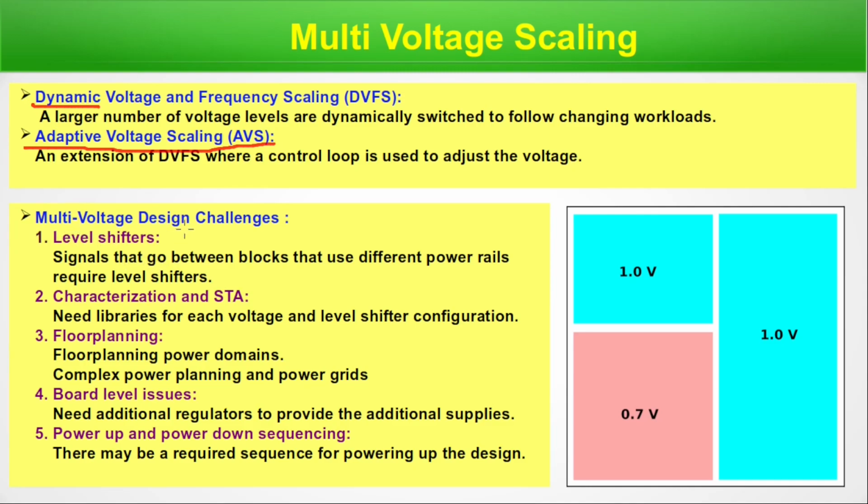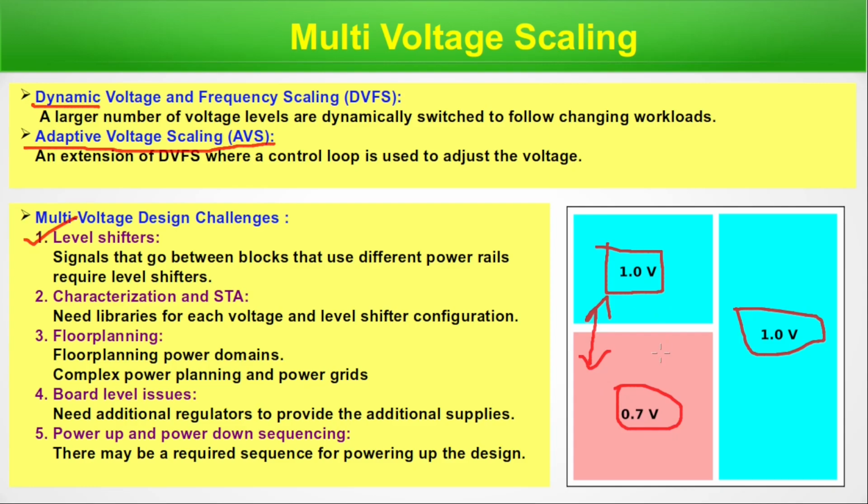Multi-voltage design faces challenges like the use of level shifters. Signals that go between blocks that use different power rails require level shifters. We have already discussed this in the last slide. So these are three zones. If a signal is going from here to there, a level shifter is required, whether traveling from this zone to that zone or that zone to this zone.